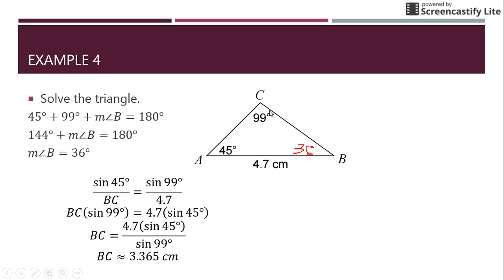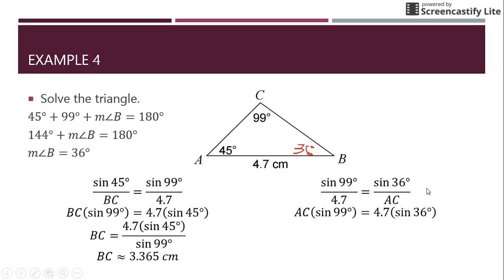Let's now do this all over again, still using C and the guy across from him to help us find angle B. I know the sine of 36 degrees should go over the side I don't know, AC, and that should equal the sine of 99 degrees over 4.7. At this point, I'm going to cross multiply. I'm going to divide by the sine of 99 in order to get AC all alone on his own. And I'm going to grab a calculator. Don't forget the units.